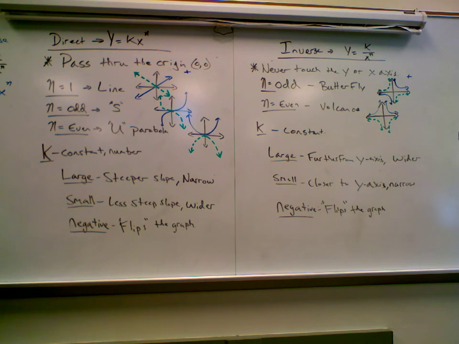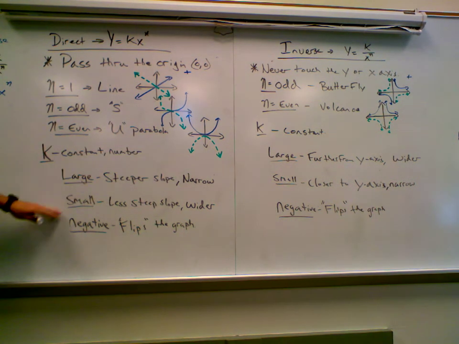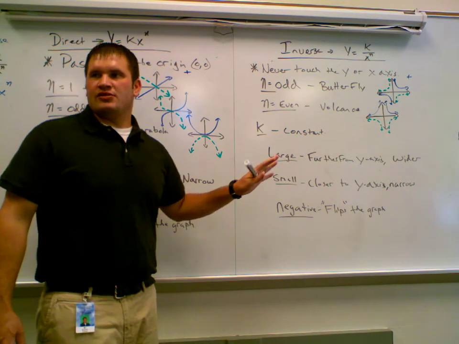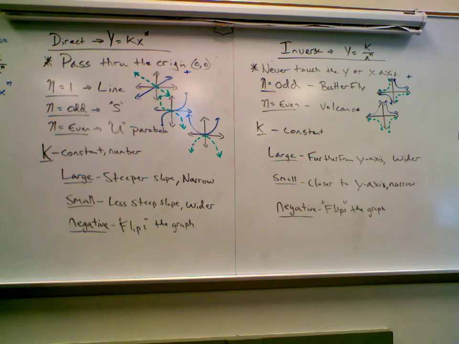One thing I want to point out to you guys. For direct, large K makes them narrow, right? Small K makes them wide, right? For inverse, it's the opposite. Large K is wider, small K is narrow. Okay? So that's something important to make note of.